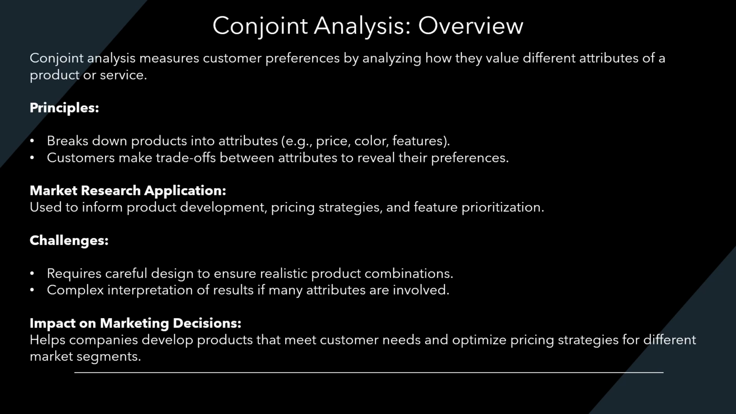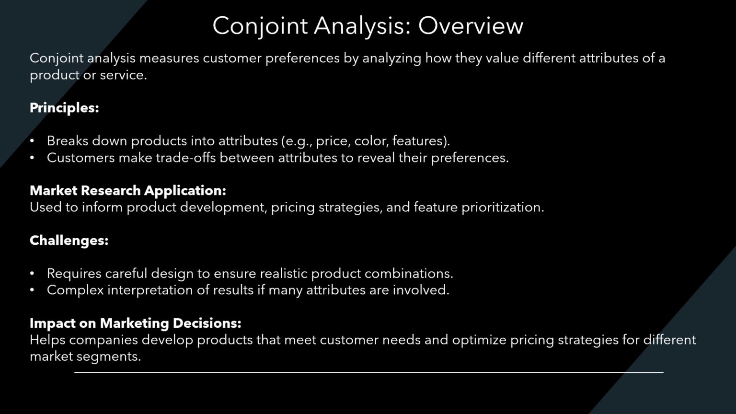The second analytical technique we're going to see is conjoint analysis. Conjoint analysis is a powerful tool that allows businesses to understand how customers value different attributes of a product or a service. By breaking down a product into its components, such as price, size, and features, marketers can measure which attributes customers care about the most.